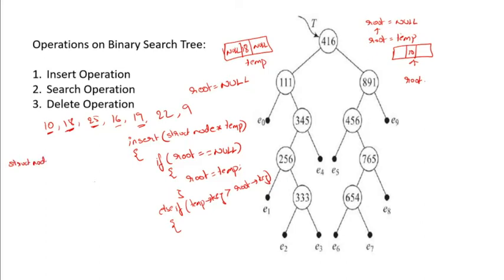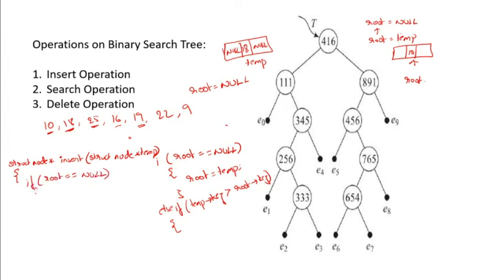Struct node star is the return type of insert. Okay, and insert will have an argument struct node star temp. I'll just rub this off so that I'll save some space. So inside this I am calling if root equal to null, then root equal to temp.